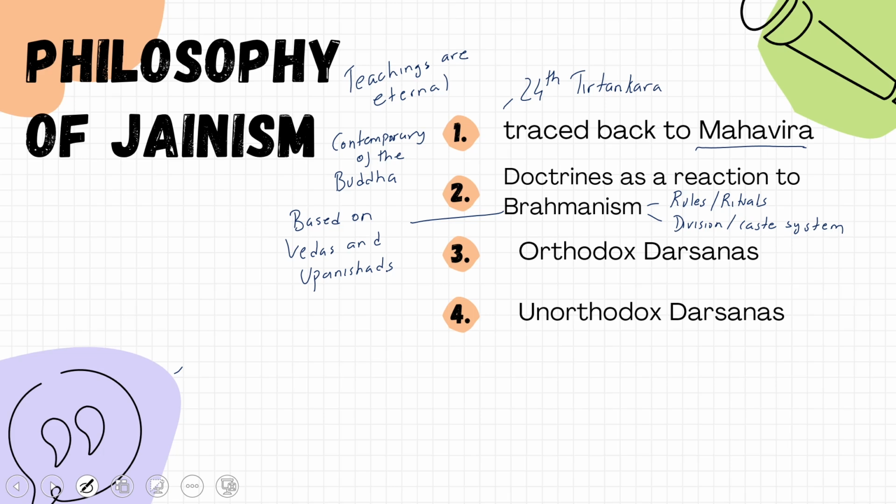Now, their school of thought, the Brahmanical school of thought, represented the authority of the Vedas and the Upanishads. That is why they were called the orthodox darshanas. Okay, why? Because it respected the authority of the Vedas and Upanishads.